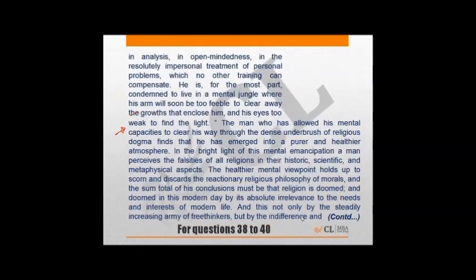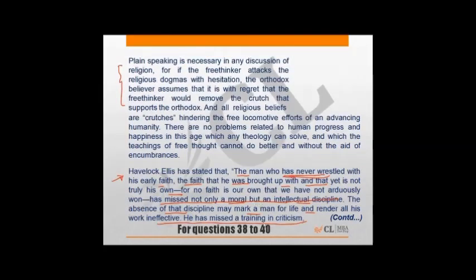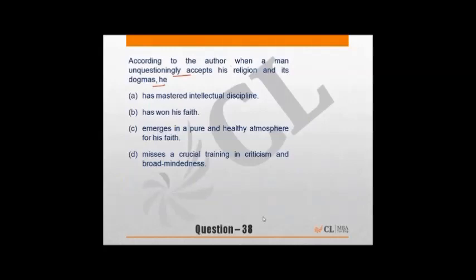Okay, so broadly, criticism, analysis, open-mindedness. So only when you question, only when you wrestle with your dogmas or your religion, do you become open-minded, you get a training in open-mindedness, you do become better in analysis, you have this training in criticism, and so on and so forth. Okay? So let's go to the choices now.